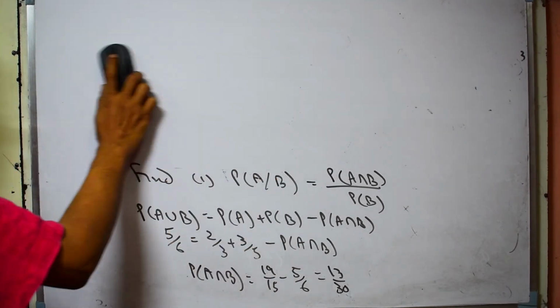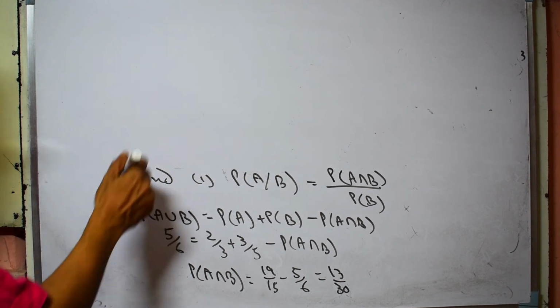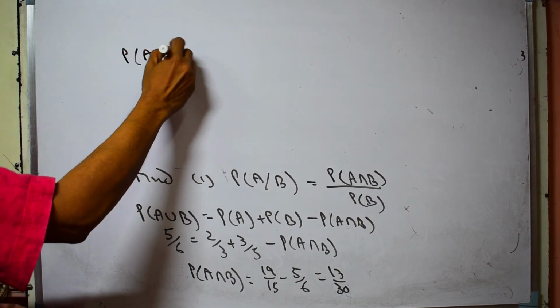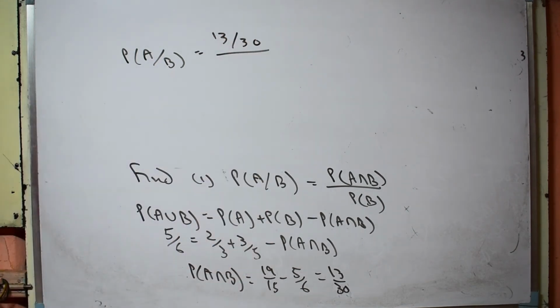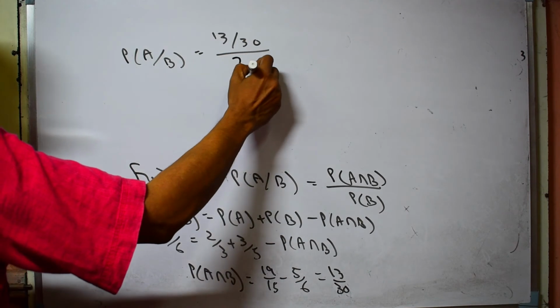Now come to the formula. This one, P(A intersection B), A by B, we are now solving. This is 13 by 30 divided by P(B), probability of B. Probability of B is given as 3 by 5.